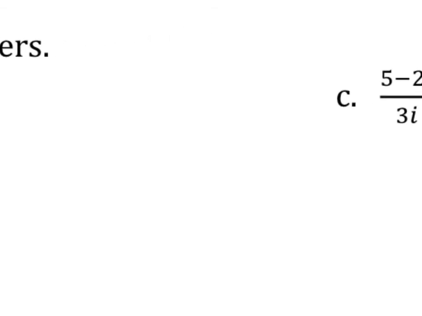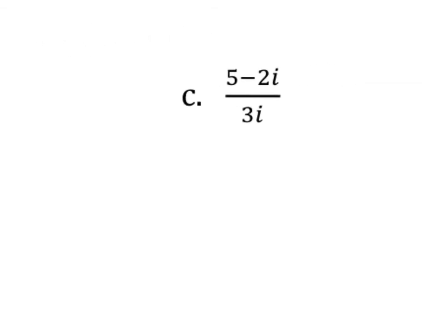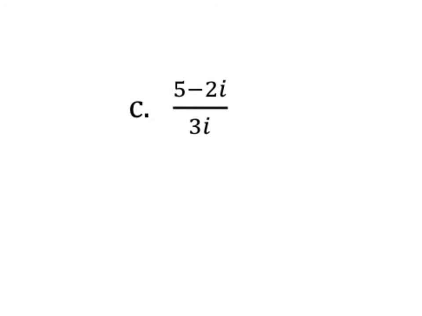Last question. Once again, I have an i in the denominator that we need to get rid of. So we're going to multiply on top and bottom by i. Distribute that i. 5 times i is 5i. Negative 2i times i is negative 2i squared. And on bottom we have 3i times i, which would be 3i squared.